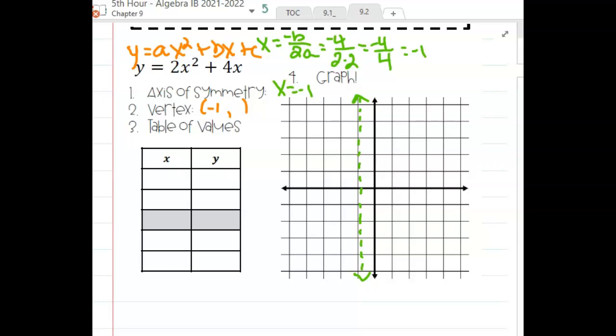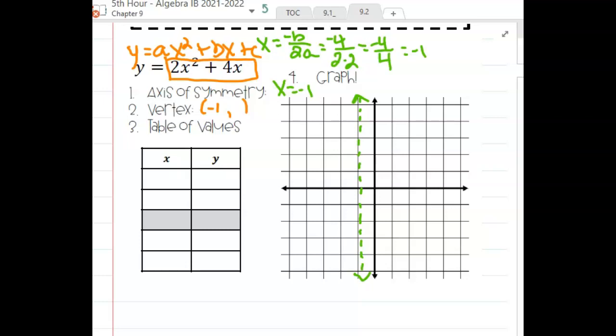Okay. Now I need to find the y-coordinate. Well, here's the thing. I have a rule that tells me how to find the y-coordinate. It's my function. This tells me y equals 2x squared plus 4x. It tells me how to find y. It tells me to do this. So think about the function machine that we talked about back in chapter 4. Into your function machine, you plugged in x values. You followed a rule. That's what this is. And it spit out y values.